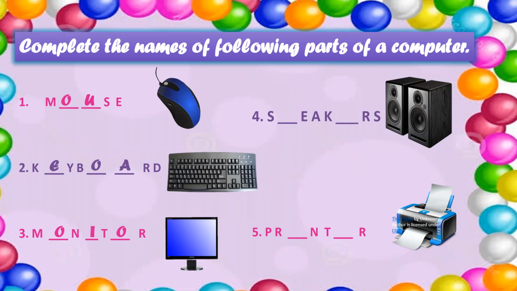Now let us move on to the next one. Fourth one. See the picture and tell me what is it? Yes, speakers. Now spell speakers, children. S-P-E-A-K-E-R-S. Speakers. Now see the last picture and tell me what is it? It is a printer. Yes. Now spell printer. P-R-I-N-T-E-R. Printer. Understood, children? Okay.